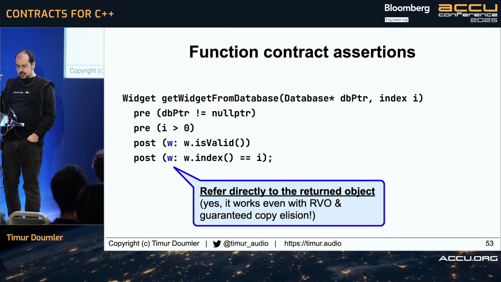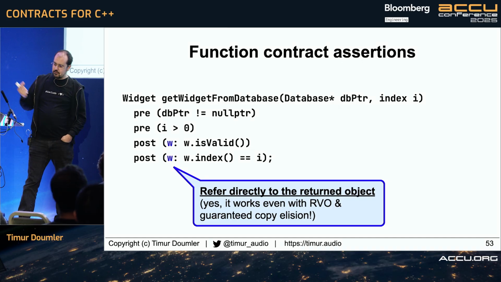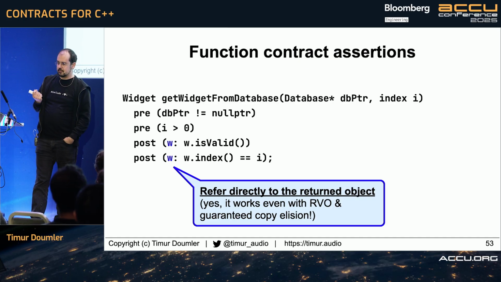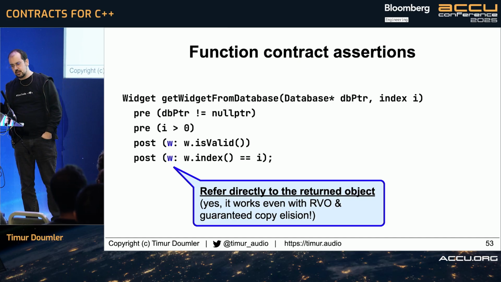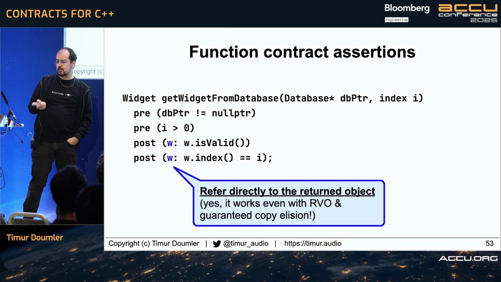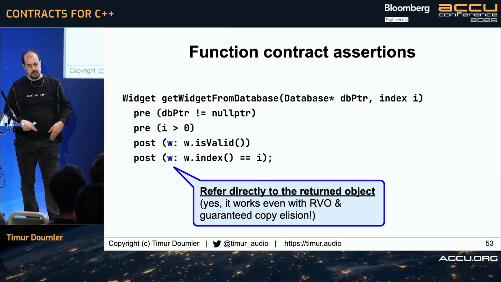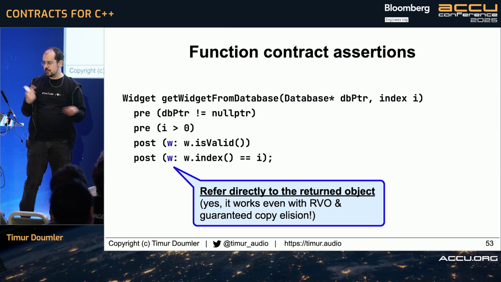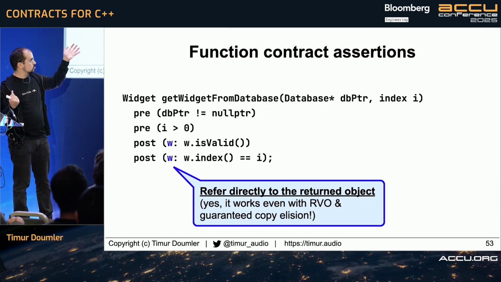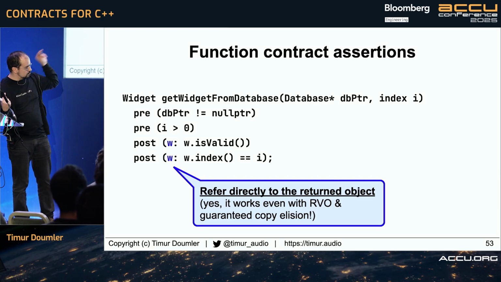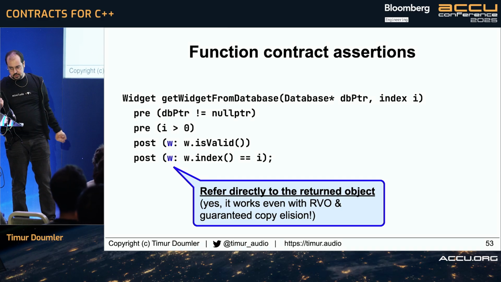And then the other new thing is that in the post condition here, you can directly refer to the returned object, like the object that the function is going to return. And you can't really do that with macros today, because that also works with return value optimization. It works with guaranteed copy elision. It just works. It just refers directly to the object that you're going to be returning.